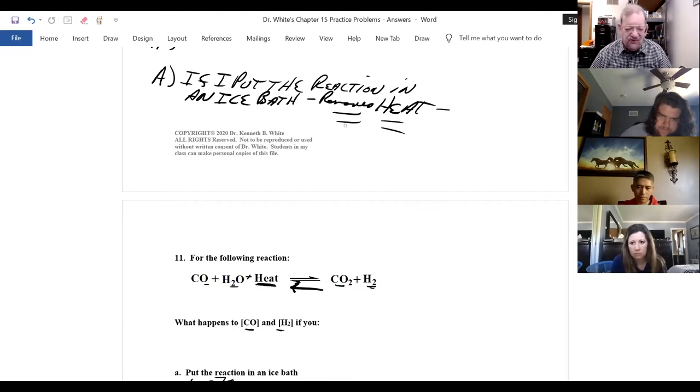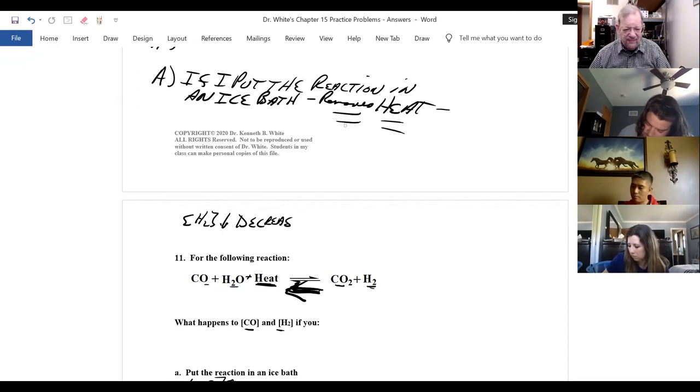When something reacts, it's consumed. Remember my French silk pie? If you consume something, do you have more or less of it? And the answer is, since it's reacting to make more heat, it's going to be consumed and it will decrease. Now, if you're making more heat, we're also going to make more water and carbon monoxide. If you make more of something, what happens to the amount you have, the concentration? It will increase. And that's how you do it.